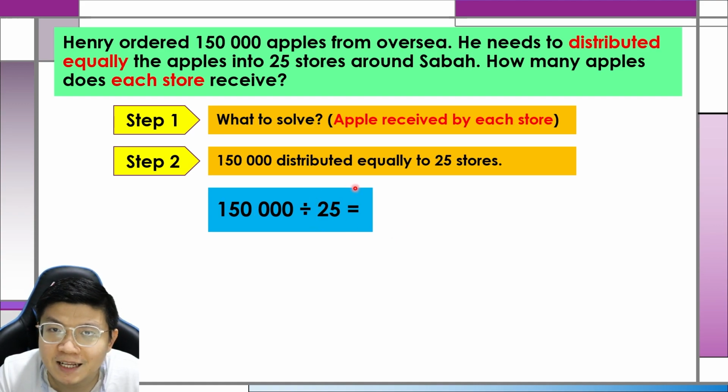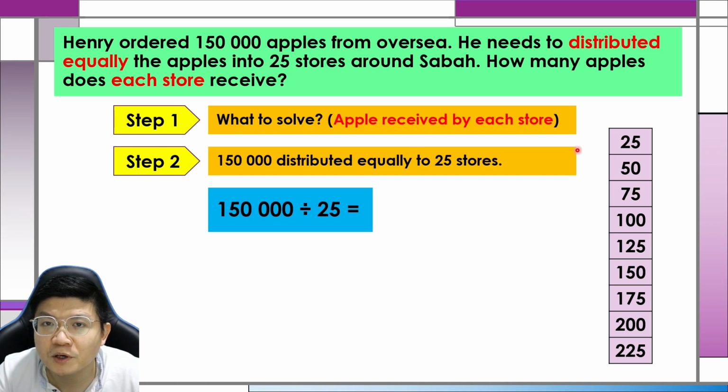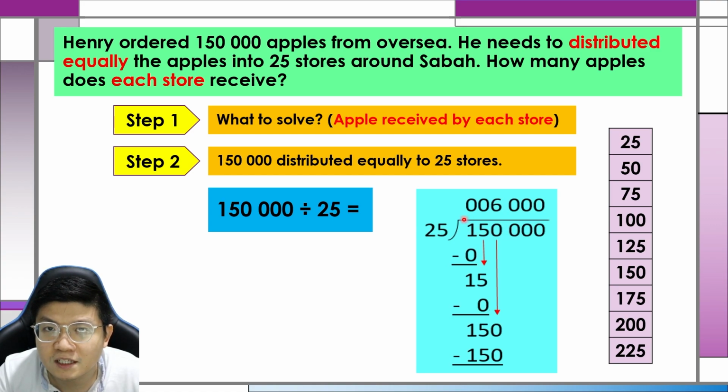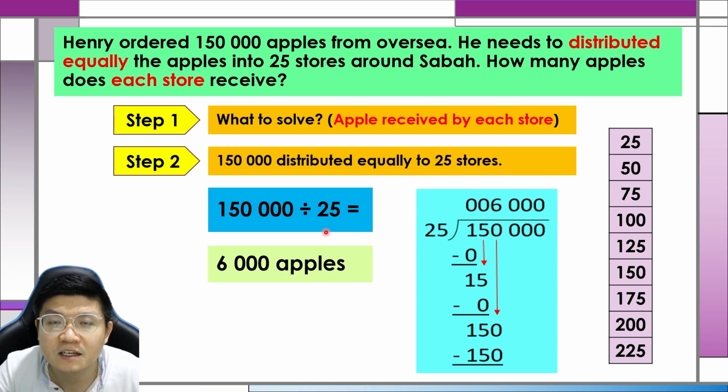And of course, I need the times table of 25. After you build up the times table of 25, it is time to solve them. Right? So 150,000 divided by 25. By using the table and any division skill that I shared with you earlier, you can solve this question. And finally, I get 6,000. So the answer here is 6,000 apples in each store.